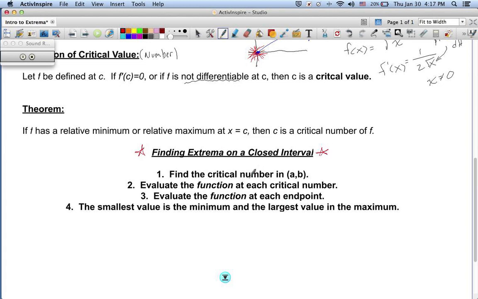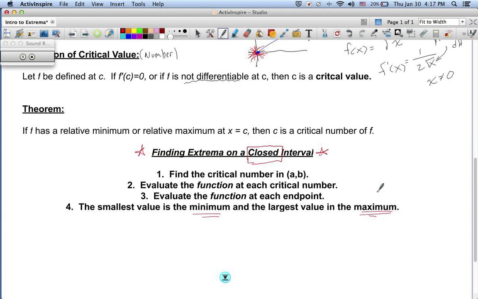All right, so ultimately when we are finding relative extrema, we find the critical numbers, right? Set the derivative equal to 0, look for issues, right? Denominators, square roots, things you can't have. Evaluate the function, that's f of x, at each critical number. Then you evaluate the function at each endpoint. Okay, we're talking endpoints here because we're talking closed intervals. And then finally, the smallest value is the minimum, the largest value is the maximum.